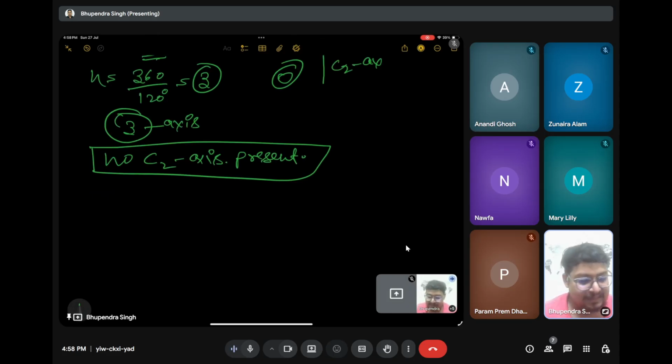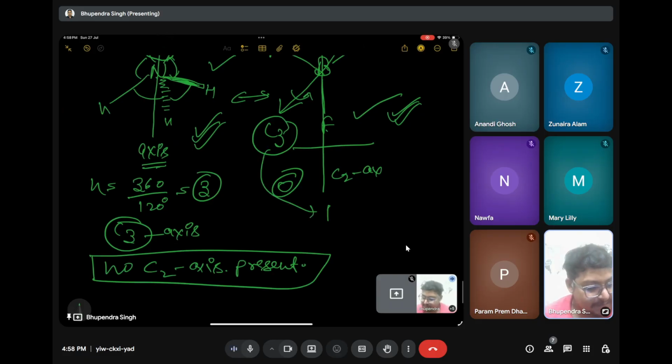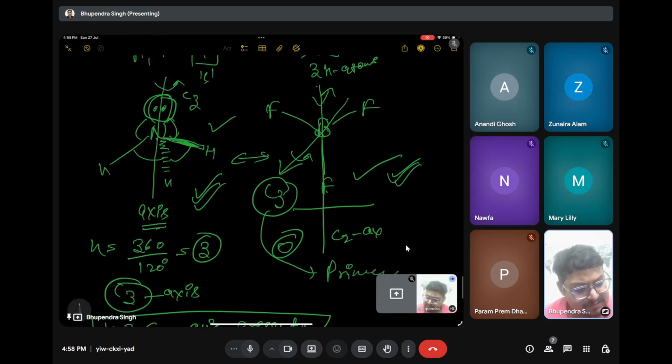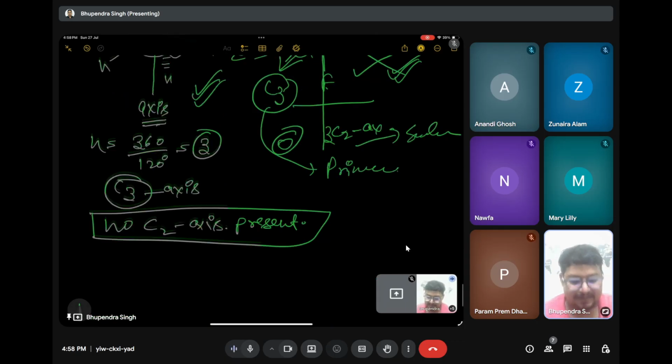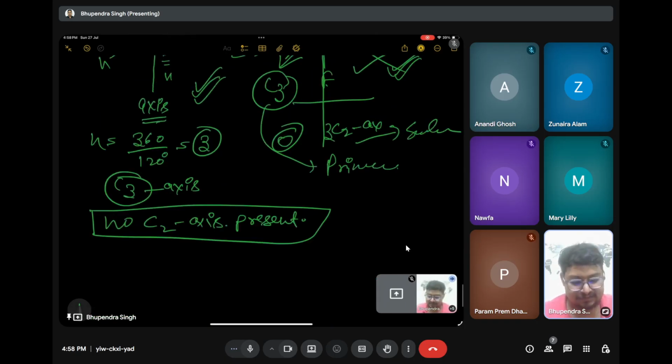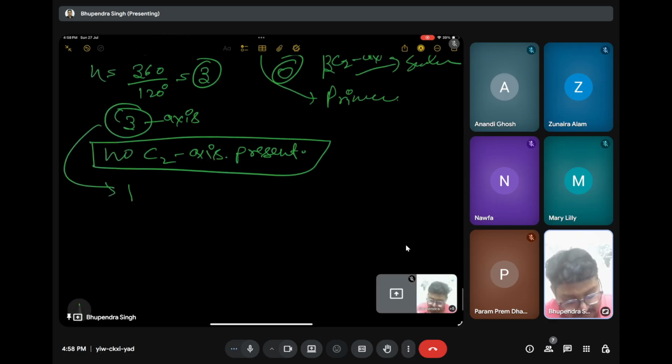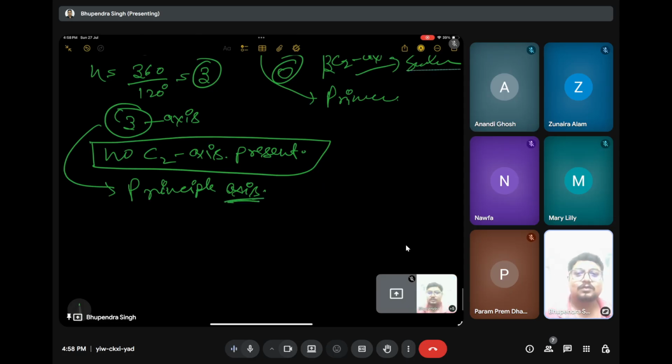Okay, so basically in this you have this principal axis. You have three C2 axes, this and this. So three C2 axes, these are subsidiary axes. This is the principal axis. But here no C2 axis is present in NH3. So this is your principal axis. No C2 means no subsidiary axis.